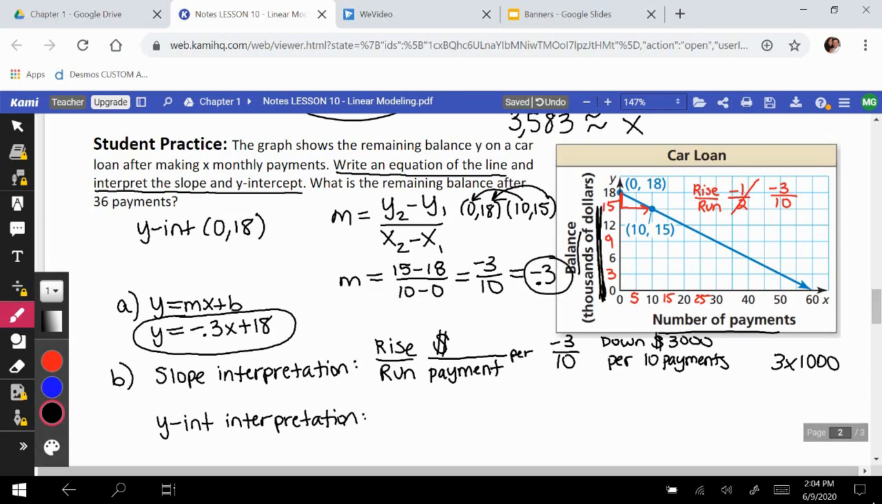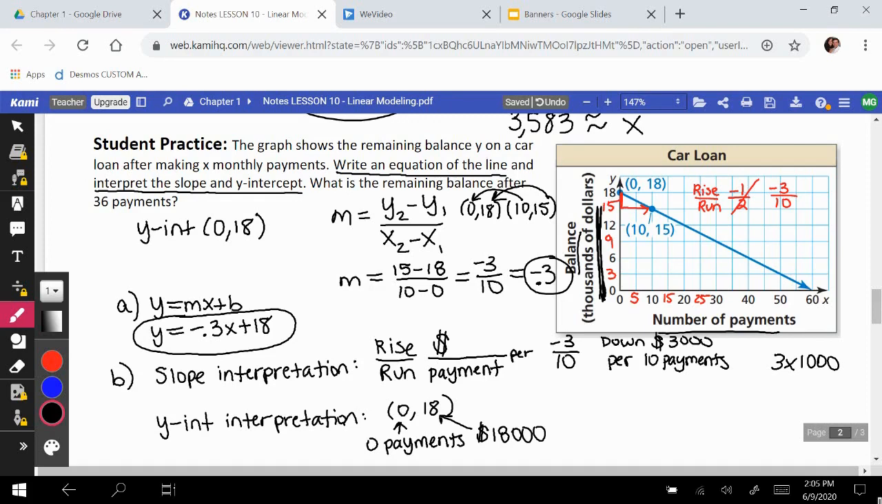Let's go ahead and do the y-intercept interpretation. The y-intercept is (0, 18). Remember, 0 is your x value, which represents number of payments. So when you've made no payments, and what's y represent? That's balance in thousands of dollars. When you've made no payments, you have 18 what? Well, I have to multiply that by 1,000, remember? I have $18,000 left.